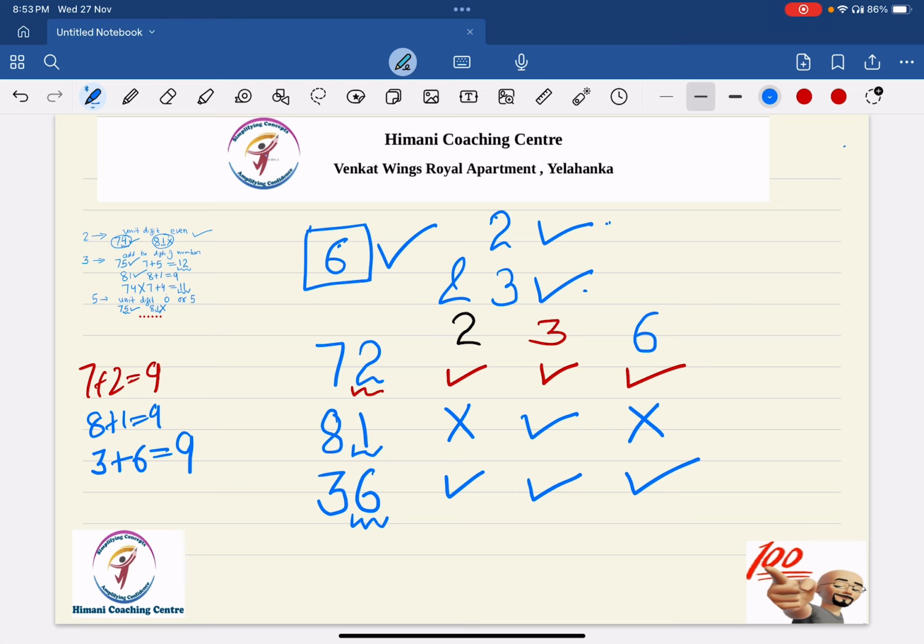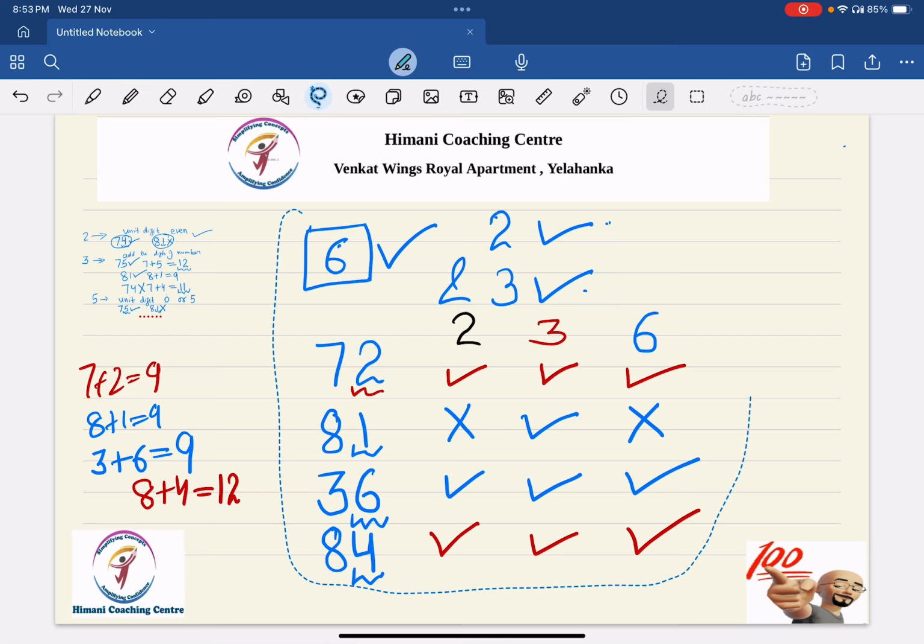Now, let us look at another number, which is 84. Unit digit 4 is an even number. So, is it divisible by 2? We will say yes. Now, 8 plus 4 is 12. Does 12 come in the table of 3? We will say yes. So, both 2 and 3 are yes. That means 84 is divisible by 6.